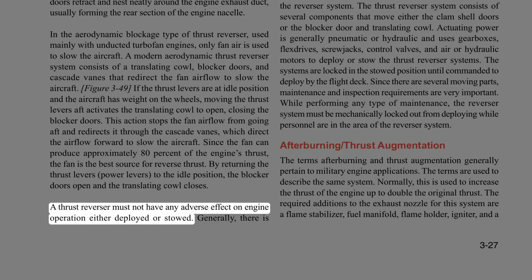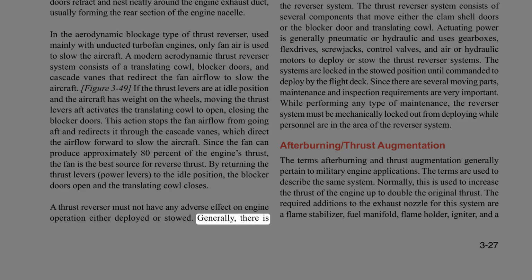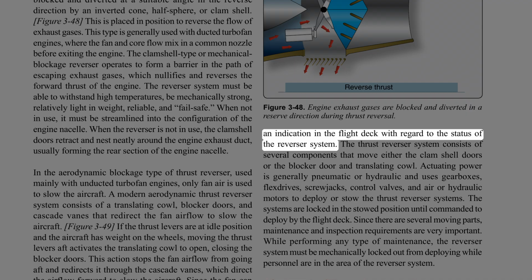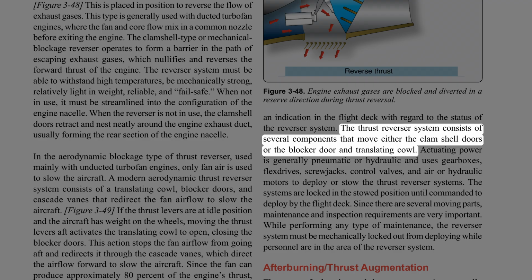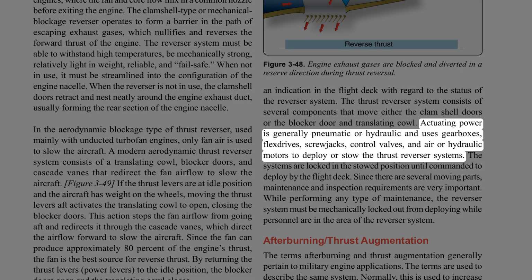A thrust reverser must not have any adverse effect on engine operation either deployed or stowed. Generally, there is an indication in the flight deck with regard to the status of the reverser system. The thrust reverser system consists of several components that move either the clamshell doors or the blocker door and translating cowl. Actuating power is generally pneumatic or hydraulic and uses gearboxes, flex drives, screw jacks, control valves, and air or hydraulic motors to deploy or stow the thrust reverser systems.